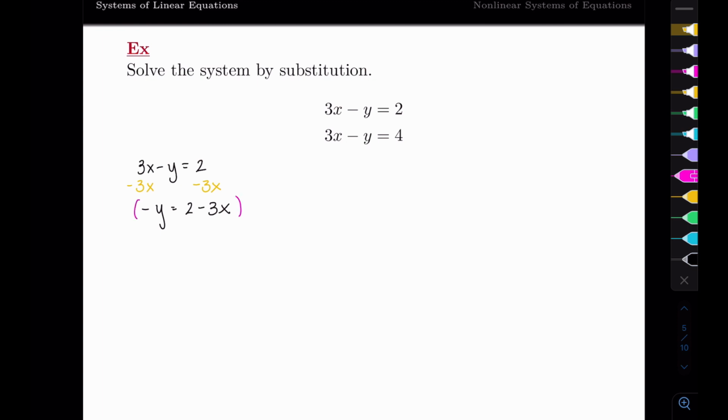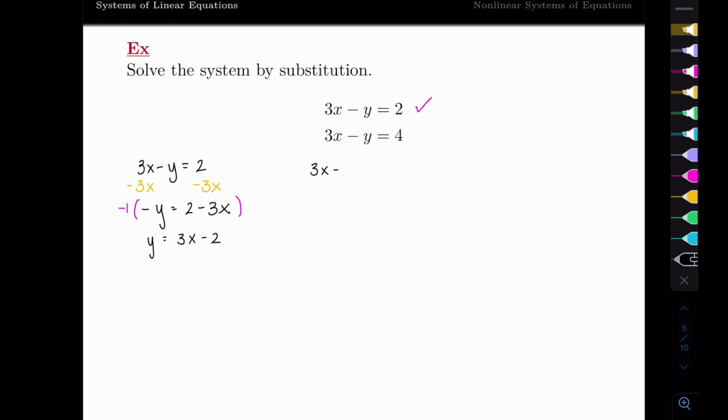And then I'm going to take both sides and multiply it by -1 to give us y. And now it's going to change the signs on both of these. So I'm just going to flip the order. It's positive 3x minus 2. Okay. So I've used my first equation, and I know y has to equal this expression. So now I'm going to go to my second equation, and where I see a y, I'm going to replace it by the 3x minus 2.